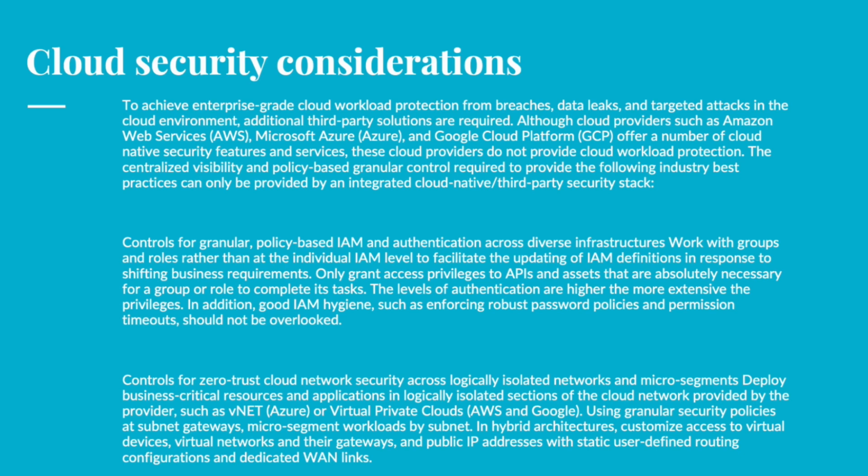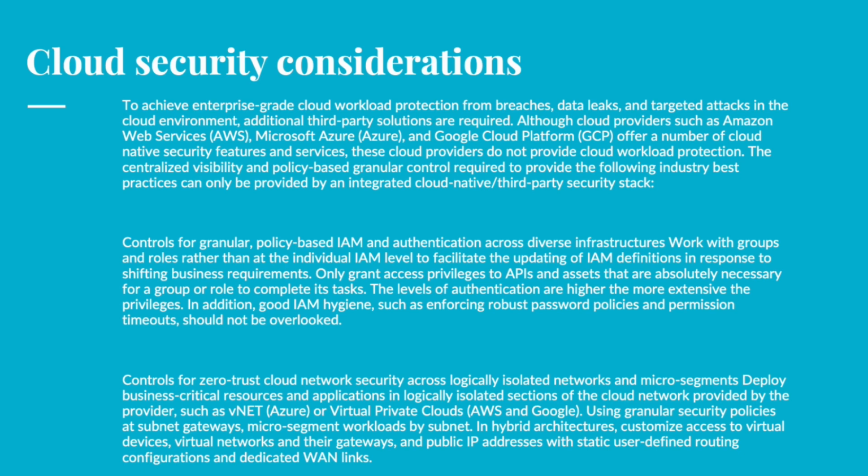And then we can go on to controls for zero trust environments. These can be security across logically isolated networks with different levels of microsegments deployed. We can deploy this to business critical resources and applications, ensuring that they are logically situated in isolated sections of the cloud. It's going back into granularity apart from identity access management and looking at the security policies that we have around subnet gateways, microsegment workflows, and subnets.